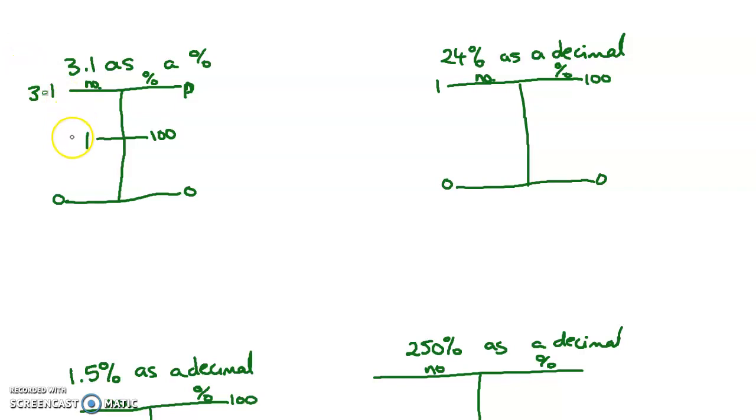So I can say, well, how does 1 become 3.1? It's multiplied by 3 1/10. So I have to do exactly the same on this side. So my percentage is going to be equal to 100 multiplied by 3 1/10. And that's going to give me 310%. So 3.1 as a percentage is 310%. Let's have a look at another example.